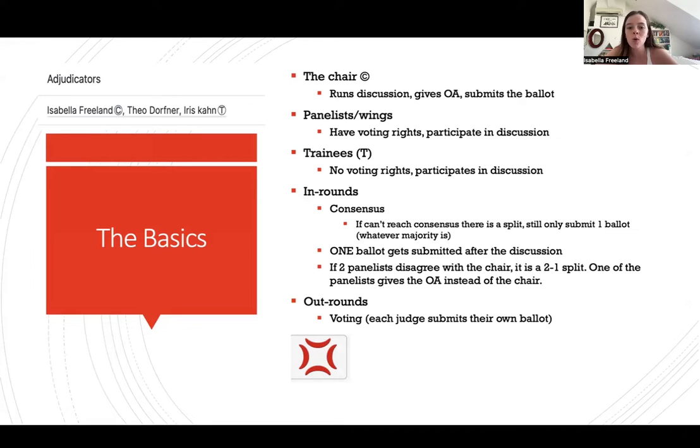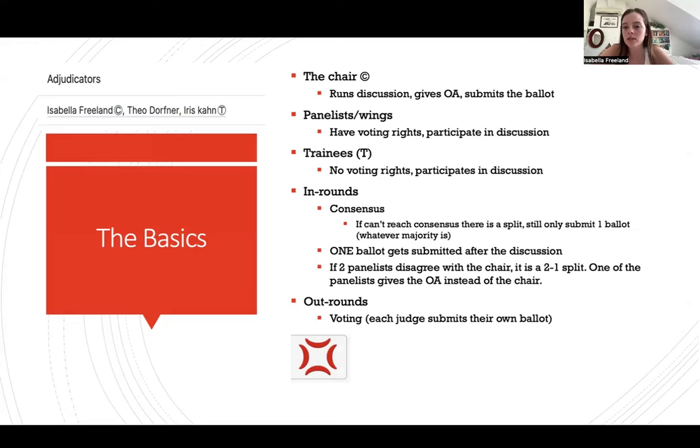For Easters, the in-rounds of Easters are consensus. What that means is that the purpose of the discussion is to try and come to a decision about whether the affirmative or the negative wins. Let's say at the end of that discussion, you come to a call and the call is negative. The chair submits the ballot in favor of negative.